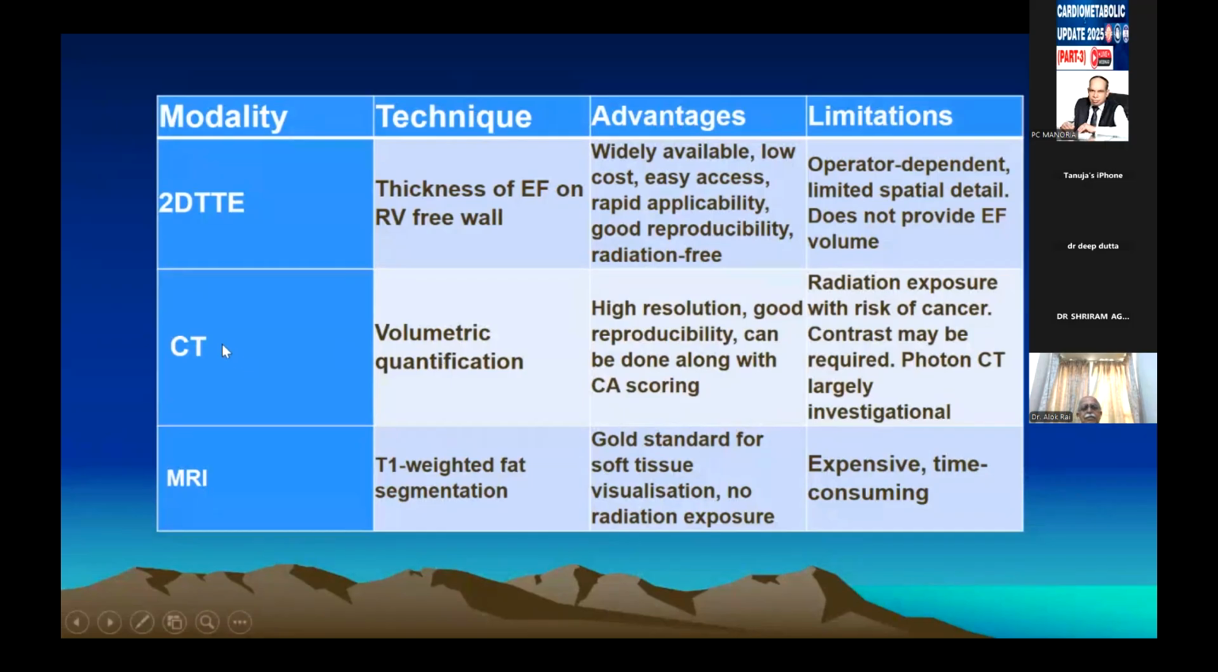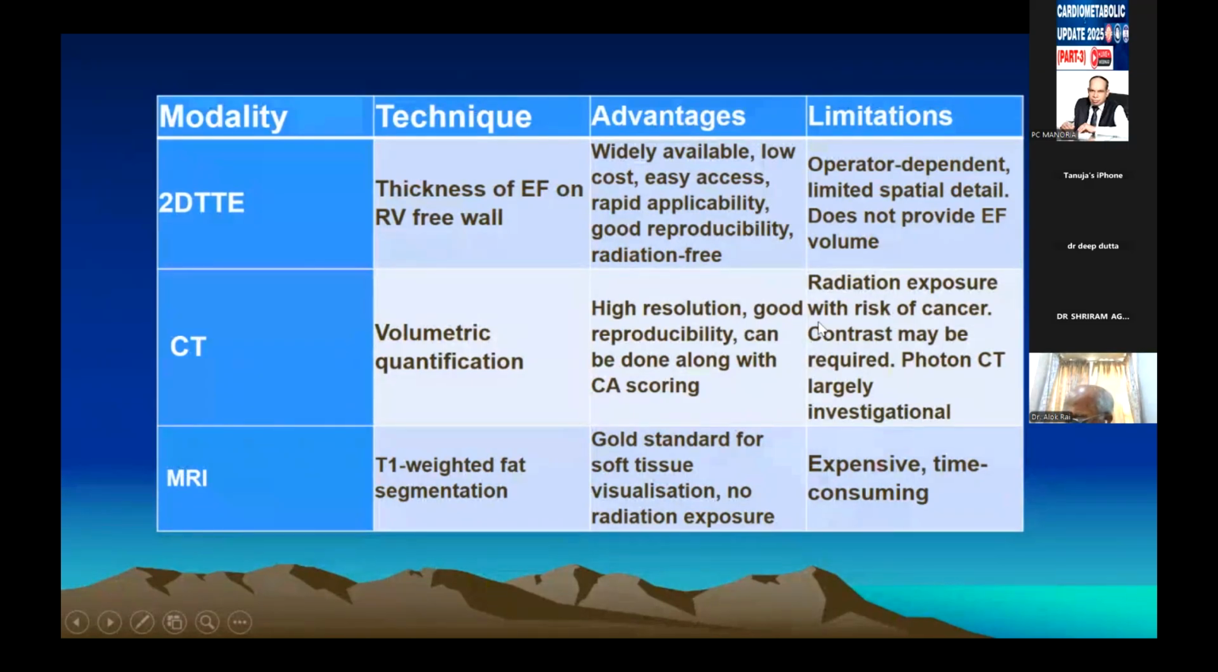The other techniques, CT and magnetic resonance imaging, are very good. They give a high resolution, good reproducibility by CT. However, they're expensive and time-consuming, and one must remember that there is always a slight risk of cancer with radiation exposure from CT scanning.